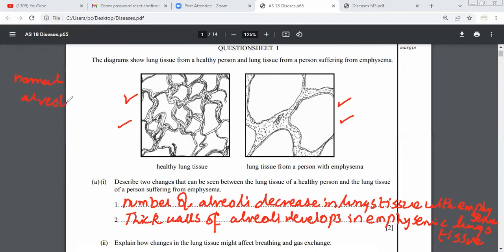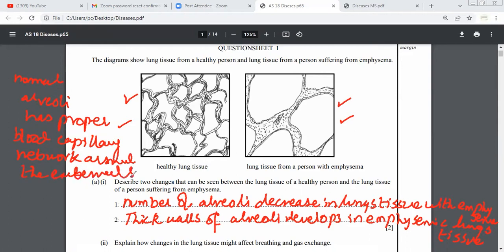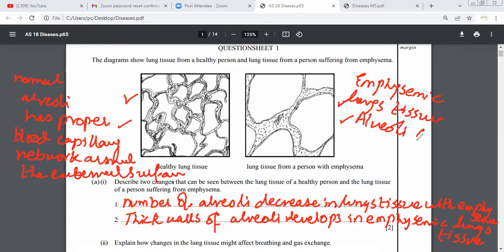Normal alveoli has proper blood capillary network around the external surface, whereas in emphysemic lungs tissue alveoli lack of blood capillary network.